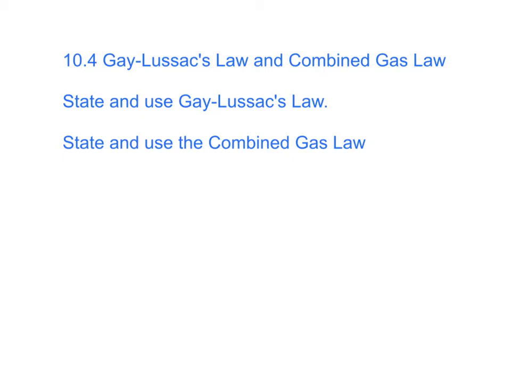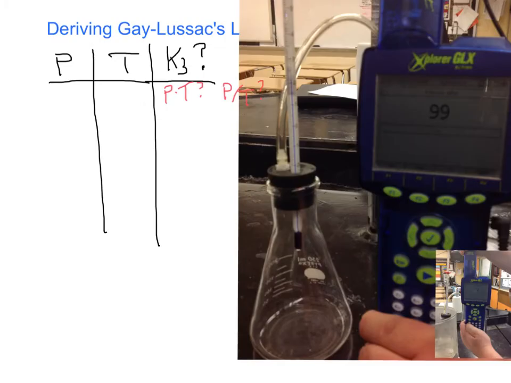Let's get started. We set up some lab equipment to attempt to derive Gay-Lussac's law with some data. Here we took a still photo of our pressure sensor hooked up to a small Erlenmeyer flask, and it's monitoring the pressure in the flask. This is at room temperature, so we have 99 kilopascals of pressure. It's probably a little hard to see in the photo, but the temperature is approximately 22 Celsius, which of course we need to change to Kelvin.